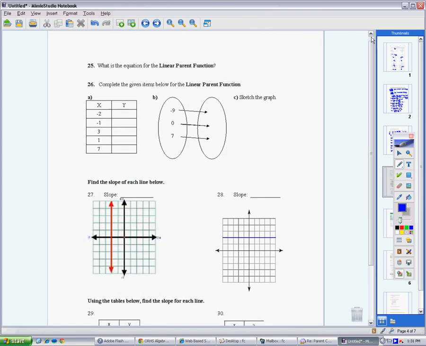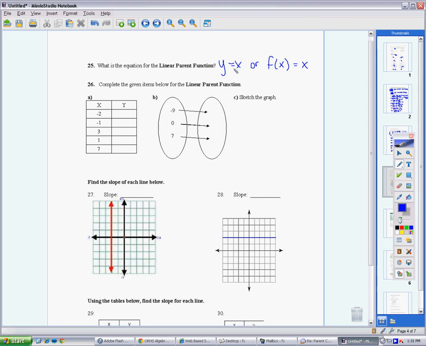What is the equation of the linear parent function? That is y equals x. Y equals x, or in function notation, that's f of x equals x. Complete the given items for the linear parent function.